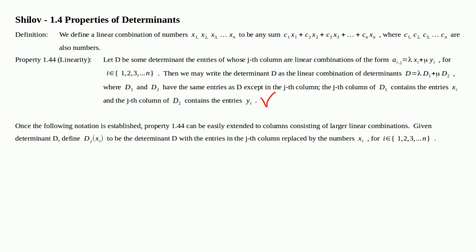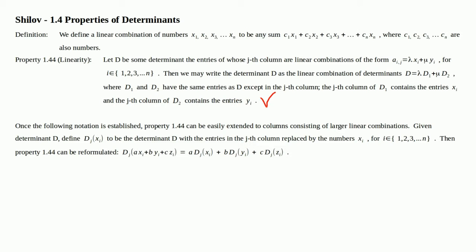So once the following notation is established, property 1.44 can easily be extended to columns consisting of larger linear combinations. Really, the sky's the limit. So given determinant D, define D sub j of x sub i to be the determinant D with entries in the jth column, that's what the subscript j denotes, the column we're replacing, replaced by the numbers x sub i for i in the set 1 through n.